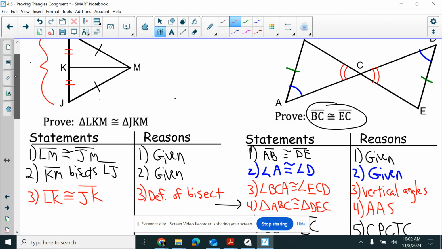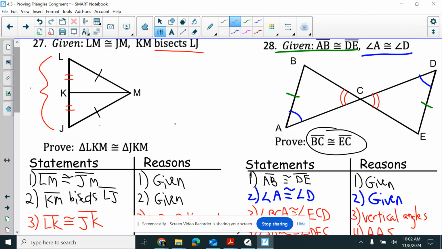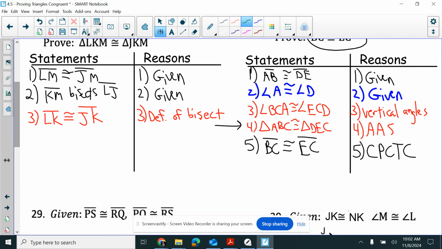All right, so we have the bisector. Now, if I look at my picture, the other thing I notice is that they have a shared side. That side is always congruent to itself. So when you have this type of situation, I would write KM is congruent to KM. That side just equals itself. You just write the same 2 letters twice. And the reason is the reflexive property of congruence. So you write RPC. Whenever you have a shared side, you write RPC.